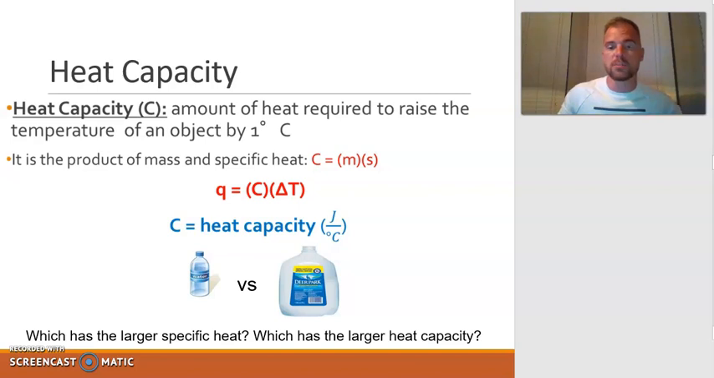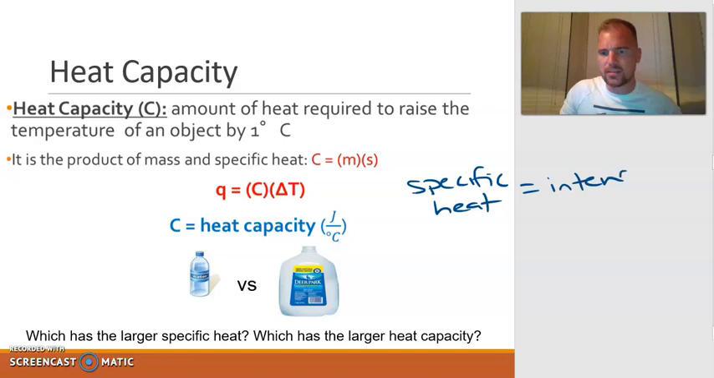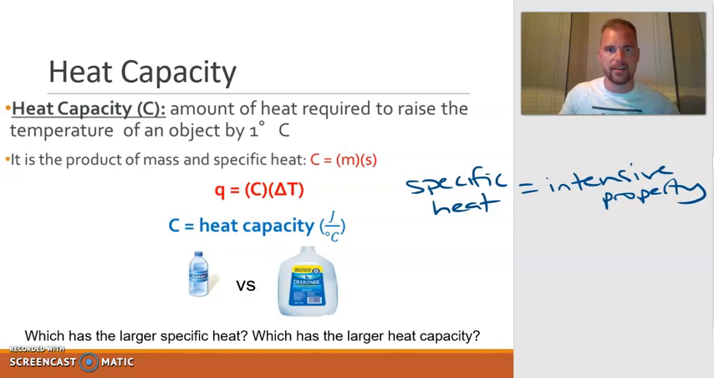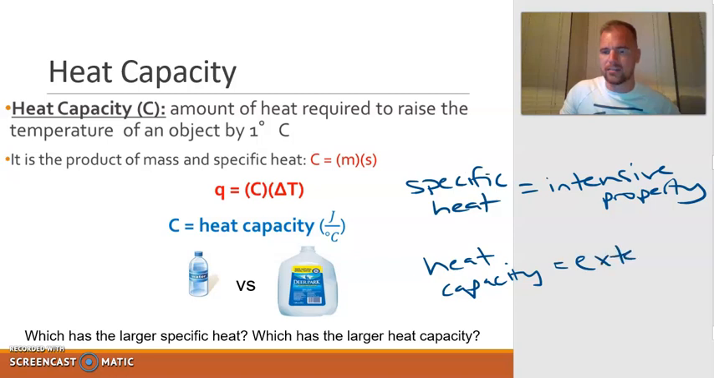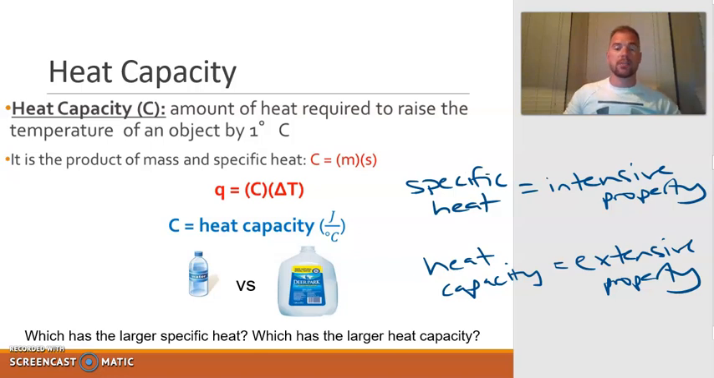So specific heat, we're going to bring back some old school definitions here. Specific heat is an intensive property. It does not matter how much you have of it. It's always going to be the same as long as your substance is the same. But heat capacity is an extensive property, meaning it does depend on how much you have. All right, so to demonstrate that, let's look at our bottle of water and our gallon of water.